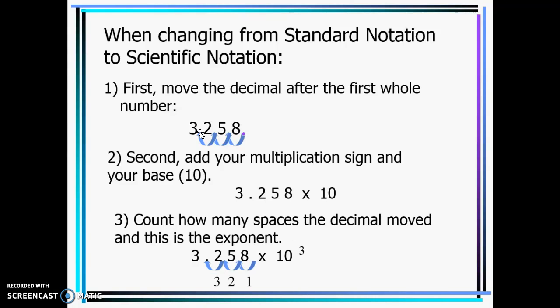So you're going to move the decimal point 1, 2, 3 times. And so you have 3.258. You don't have to put all the numbers. You can round to 2 decimal places, and then it would be times 10 to the third power because you moved it 3 times.